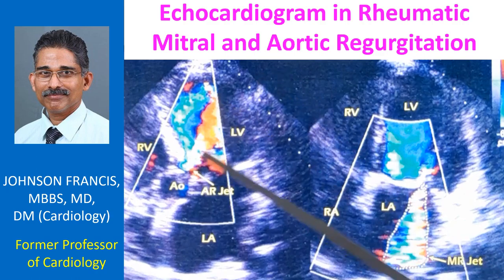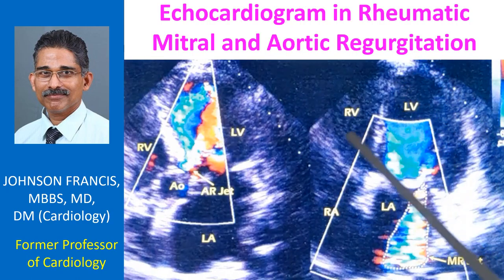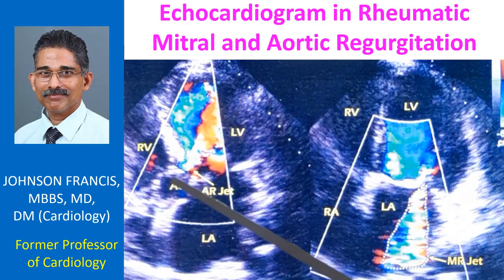This is an apical 5-chamber view, and this is an apical 4-chamber view. You can see 4 chambers, RV, LV, RA, LA, and the transducer location is here. And this is 5-chamber because in addition you are seeing the aorta also. Right atrium has not been labeled.